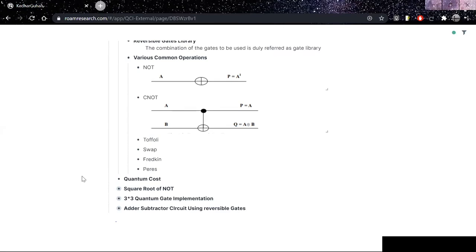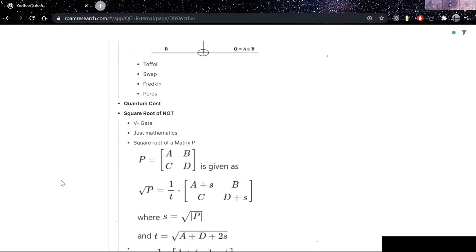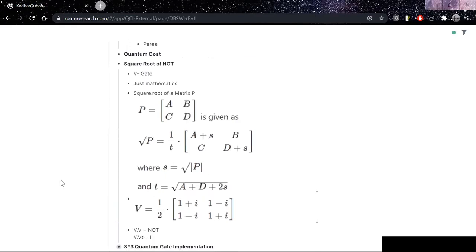And the number of 2 cross 2 gates and the number of 1 cross 1 gates are basically called quantum cost. So before moving forward, I just want to touch upon this other gate, the V gate. I was surprised by the name of this, but this is nothing but simply mathematics. For any matrix, you have a square root of the matrix, right?